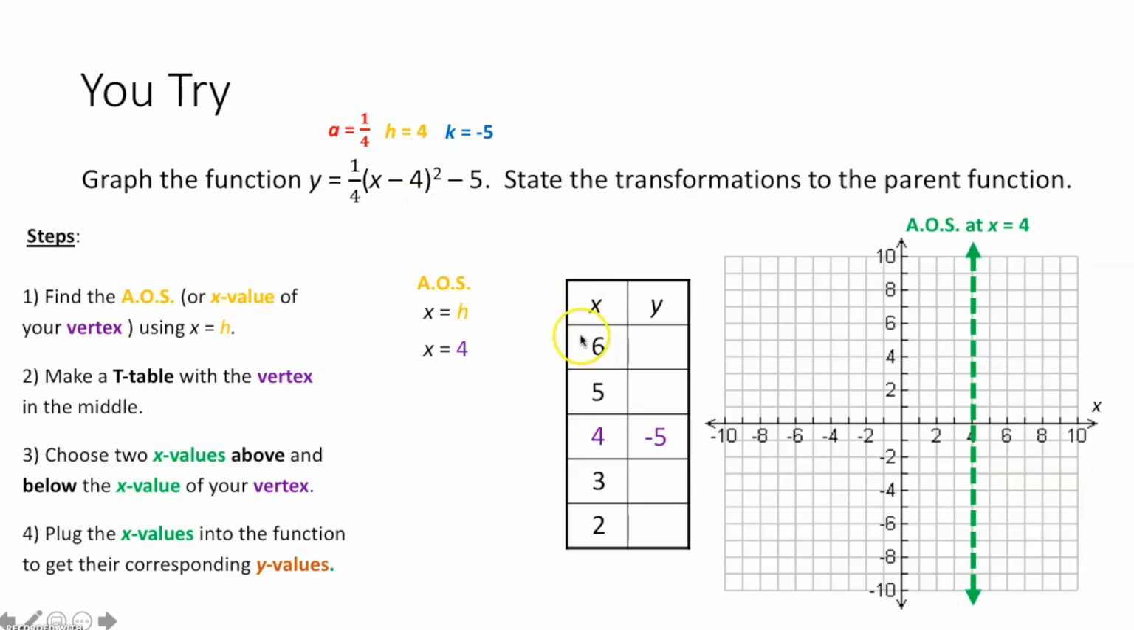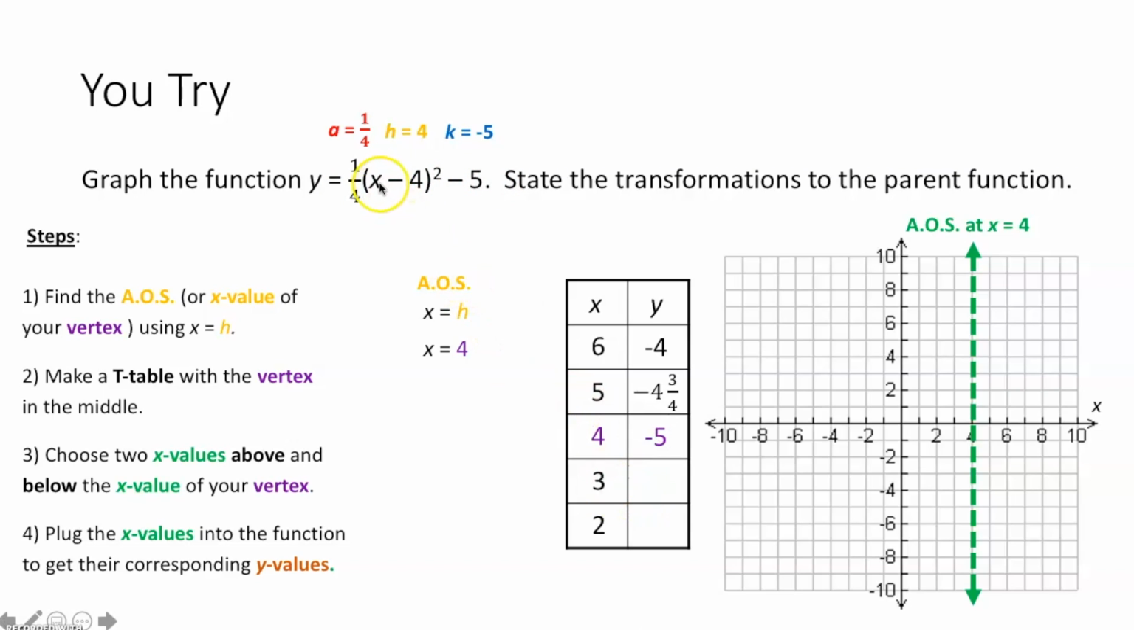So let's do that. When I plug these in, again, I have to do the parentheses first, then square it, then multiply it by 1/4, then subtract the 5. That's order of operations. So let's do that. 6, if I plug in 6 for x, 6 minus 4 is 2. 2 squared is 4. 4 times a 4th, the 4 and the 4 just cancel each other out. You get 1. And then 1 minus 5 gives you -4. If I plug in 5 for x, 5 minus 4 is going to be 1. 1 squared is 1. Times a 4th is a 4th. Minus 5, so 1/4 minus 5 is going to be -4 and 3/4.